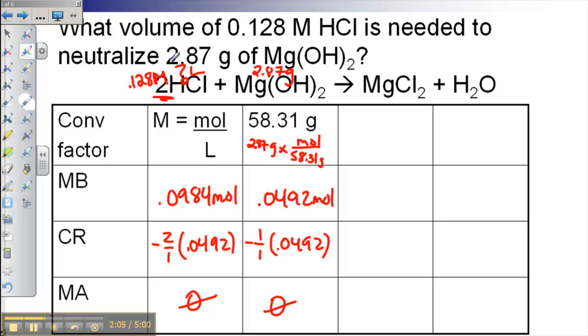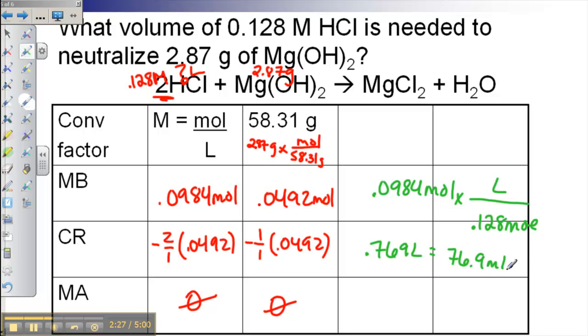Alright, so when we want to find the volume here, we have to use our molarity. If we start with 0.0984 moles, we're going to end up dividing by our molarity, 0.128 moles per liter. So our answer becomes 0.769 liters, or 76.9 milliliters of HCl. Now, if the question doesn't specify, it just says what volume, you can go ahead and leave that in liters. Sometimes the question will ask you for milliliters.